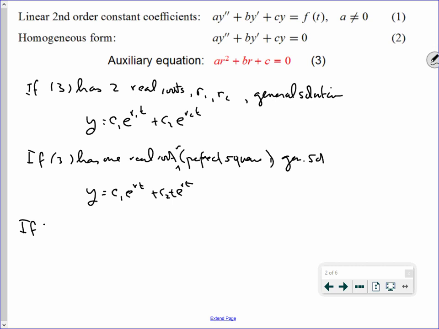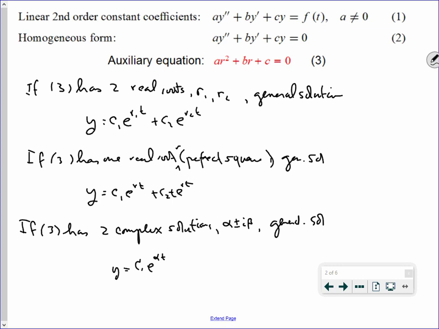And then what we've been working on is looking at the complex case. If equation 3 has 2 complex solutions, and they're of the form alpha plus and minus i times beta, then the general solution is y equals C1 e to the alpha t cosine beta t plus C2 e to the alpha t sine beta t.